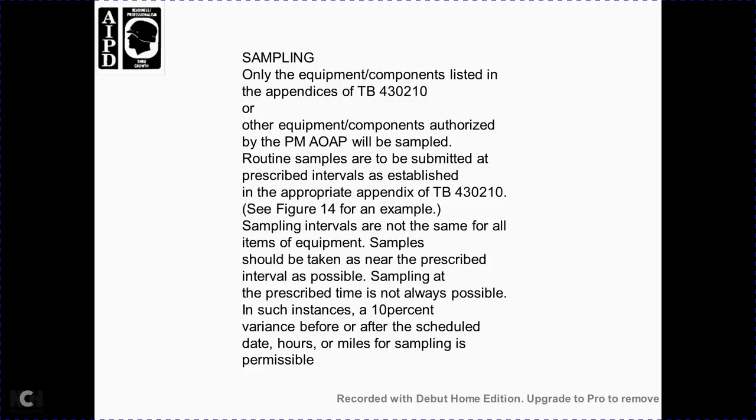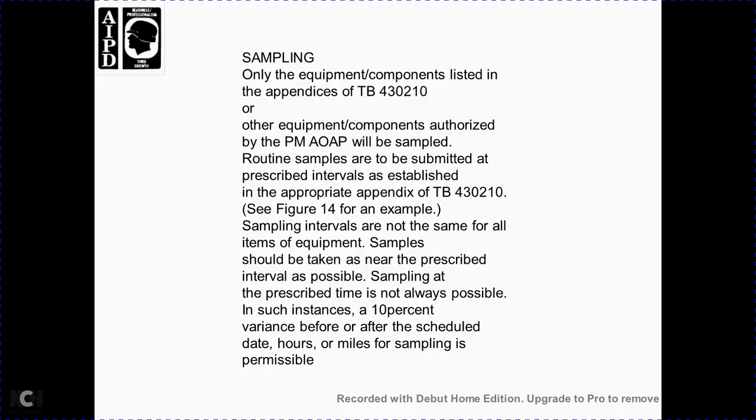Sampling: only the equipment and components listed in TB 43-0210 are authorized for the Army Oil Analysis Program. Routine samples are submitted within the prescribed intervals established in the appropriate listing in TB 43-0210. See figure 14 for an example. The same interval applies to the same items of equipment.